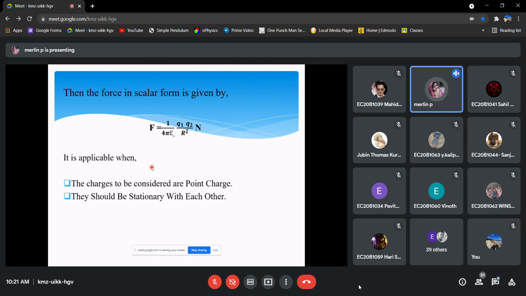When is it applicable? Coulomb's law applies when two point charges are considered, and they should be stationary, not moving. If two point charges are stationary, this law is applicable. So you should know these conditions: only point charges, not any other charges, and they should be stationary, not moving. For these two conditions, Coulomb derived the force of interaction between the charges. This is Coulomb's law.